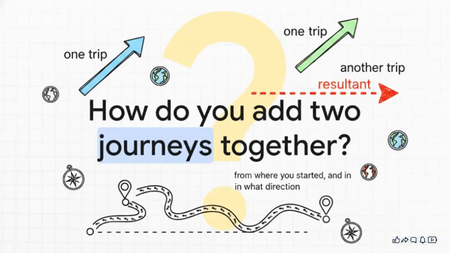Think about it like this. If you take one trip and then you take another one right after, where do you actually end up? How far are you from where you started and in what direction? That's really all we're doing when we add vectors, just finding the final result of combining things that have both a size and a direction.